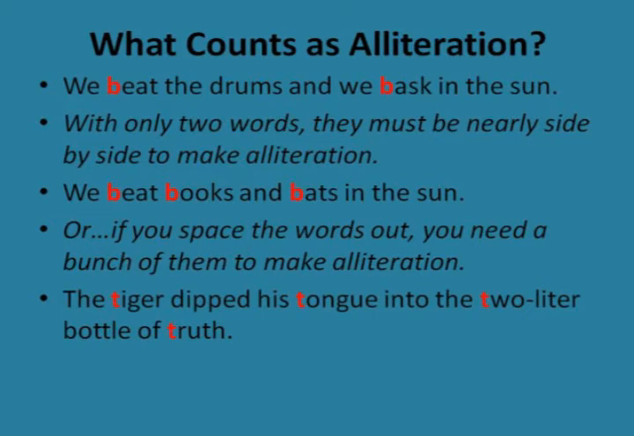With only two words, they must be nearly side by side to make an alliteration. Like, "we beat books and bats in the sun." You see how they're almost right nearly side by side? Or if you space the words out, you need a bunch of them to make an alliteration. Like, "the tiger dipped his tongue into the two-liter bottle of truth."